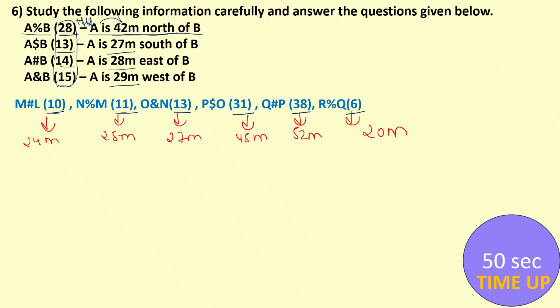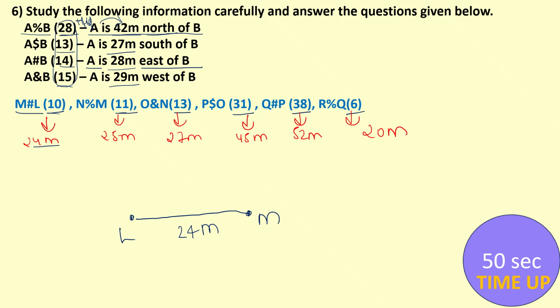So what is the first expression given to you? M hash L is 24 meter. M hash L means M is to the east of L. So I'll draw M here and your L is here somewhere. How many meters? 24 meter.